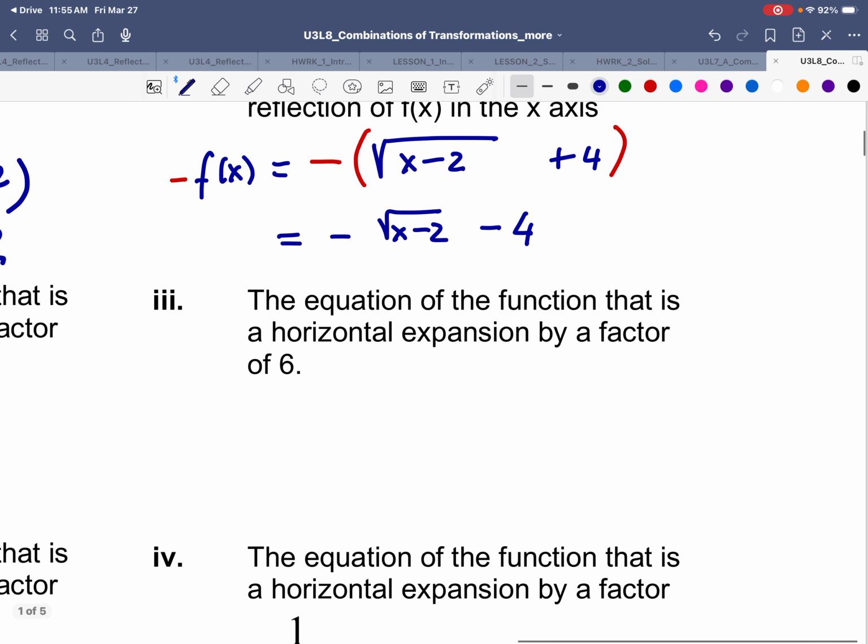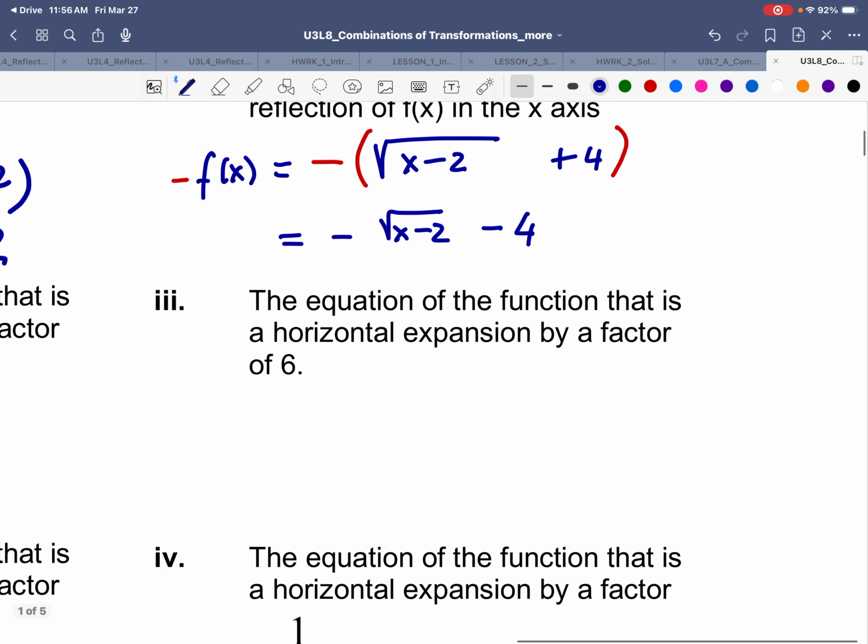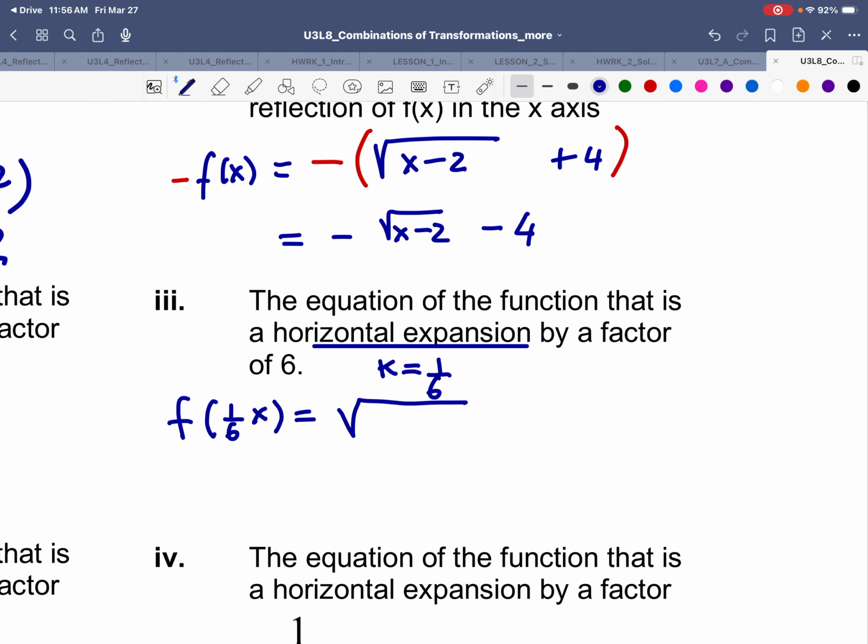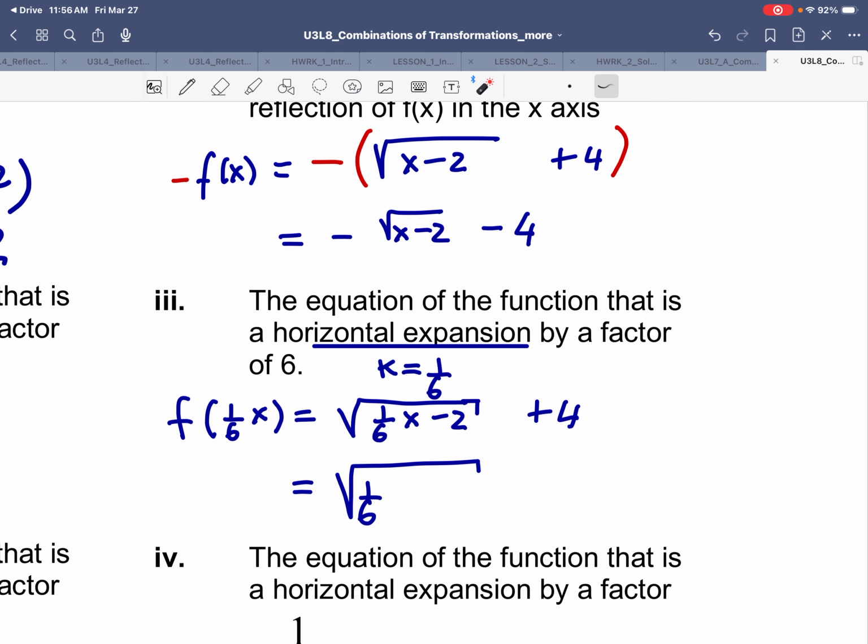Now, equation of the function that is horizontal expansion by a factor of 6. Horizontal expansion means that the value of k is 1/6. So we're finding f of 1 over 6x. That means this would turn into the square root of 1 over 6x minus 2 plus 4. If you want to write this equation again with k in factored form, and that's what we want to do before we start graphing, that will turn into x minus 12 and then plus 4.